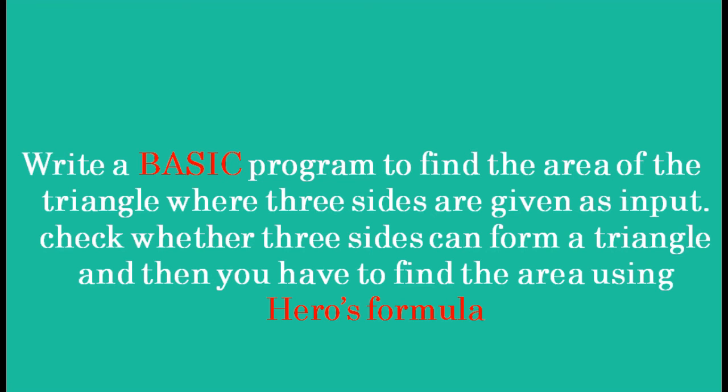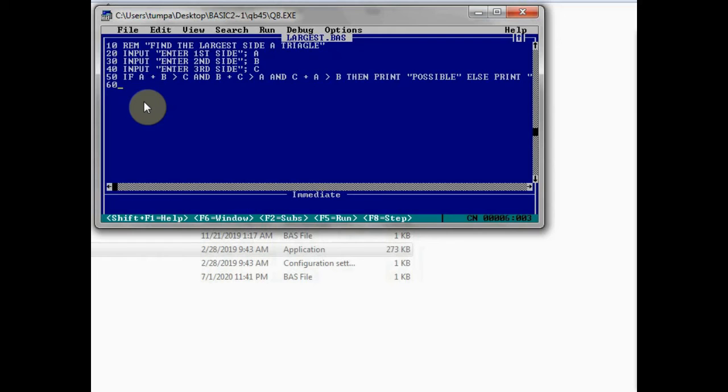Now another program will find the area of a triangle using Hero's formula. In this program also we will check whether the triangle is possible or not. If this condition matches, then we will come to line number 60. Here we calculate the value of s. The s will be calculated as a plus b plus c divided by 2.